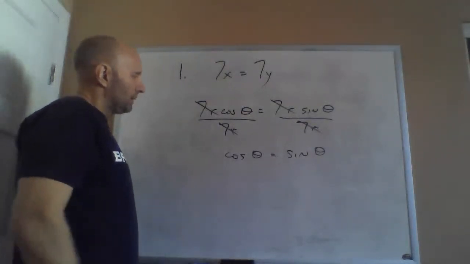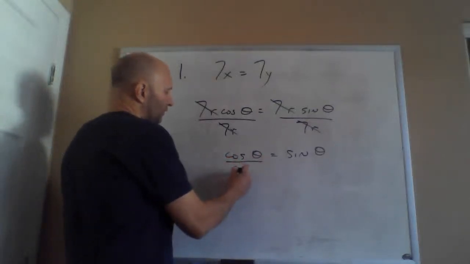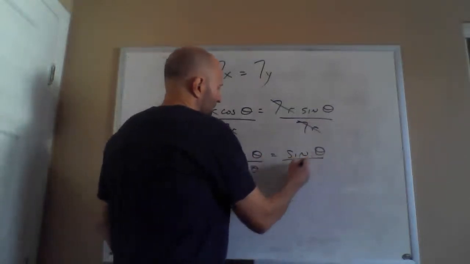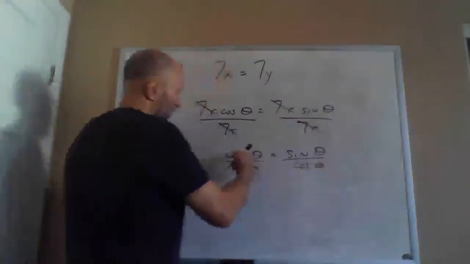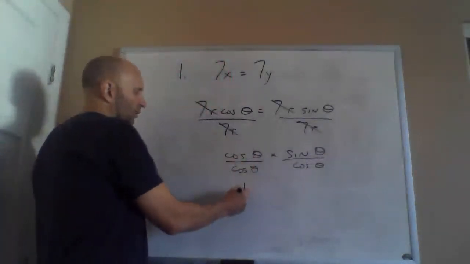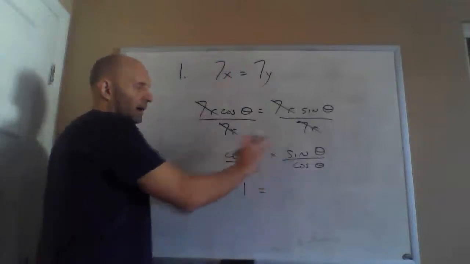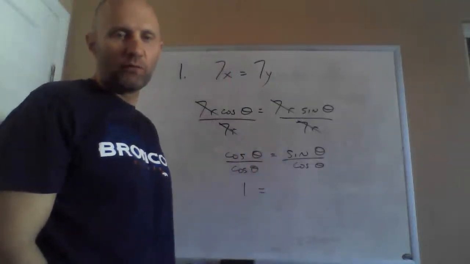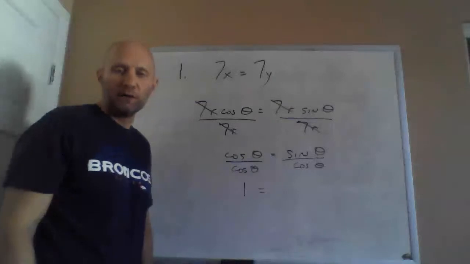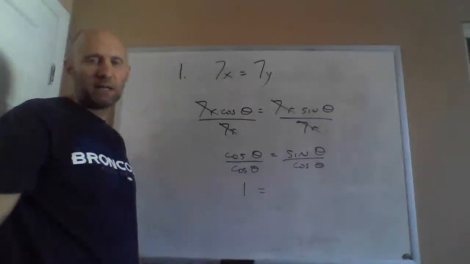So now I'm going to divide both sides by cosine. On the left side, cosine divided by cosine is equal to 1. And on the right, sine of theta over cosine of theta is equal to what? What substitution can I make here?